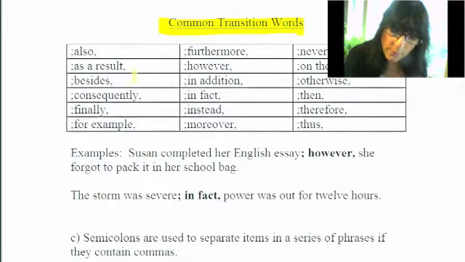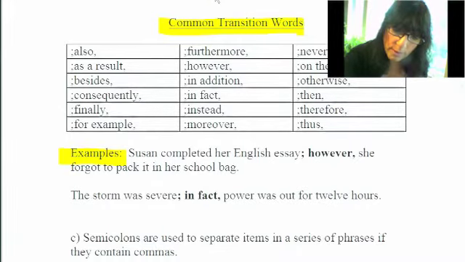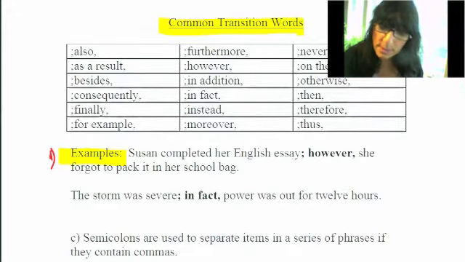join two thoughts. Also, as a result, besides, consequently, finally, for example, furthermore, however, in addition, in fact, instead, moreover, nevertheless, on the other hand, otherwise, then, therefore, and thus. So let's look at two examples that I provided you with to show you how you can analyze these sentences. We'll look at them together to see how you use the semicolon, the transition word, and the comma properly.